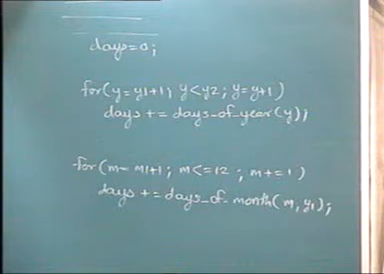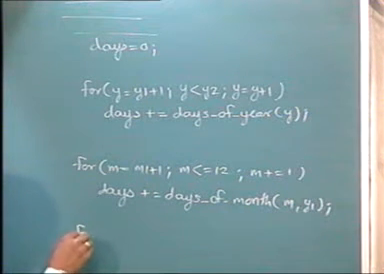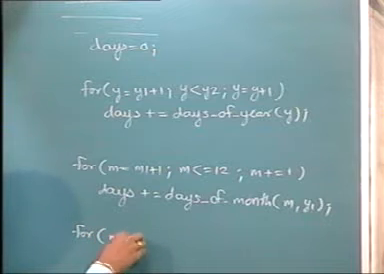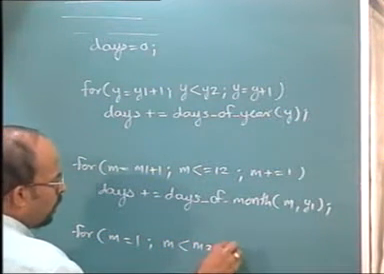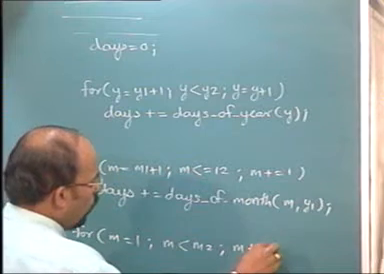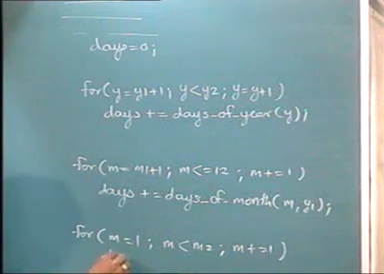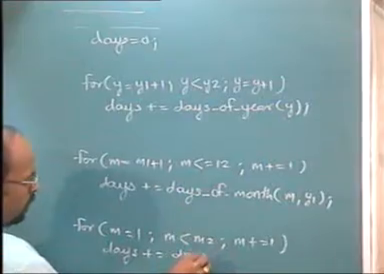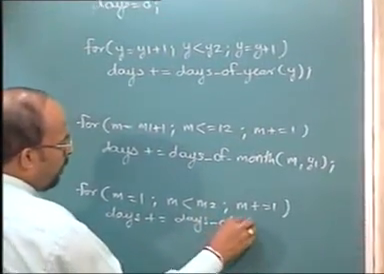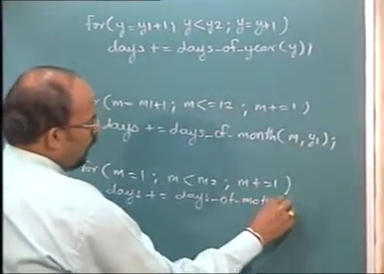Another job done. For m equal to 1, m less than m2, m plus equal to 1, days plus equal to days of month m comma y2.